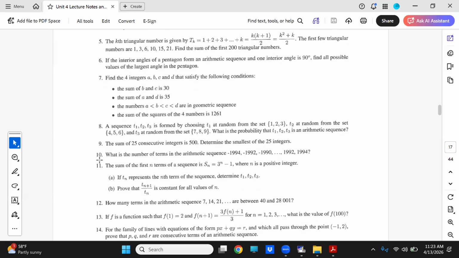Okay, 7. The sum of B and C is 30. The sum of A and D is 35. These are integers, mind you. They go in a geometric sequence. And the sum of the squares of the four numbers is 1261.